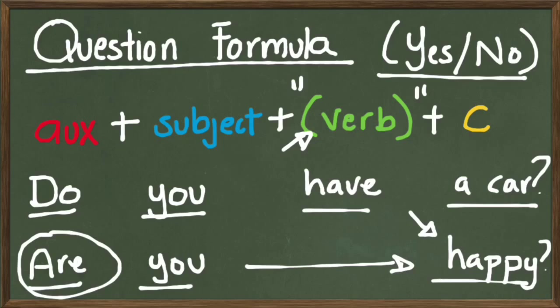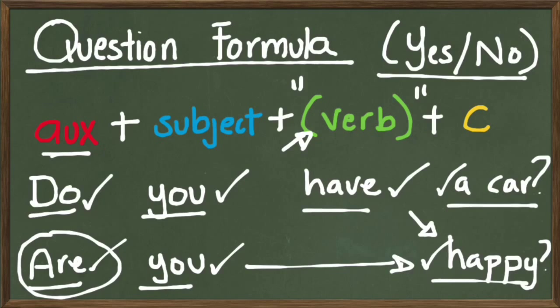But if you notice, the same formula is followed. Are, it is a verb, yes, the verb to be, but it is also an auxiliary. So we have the auxiliary, we have the subject, and then we have our complement. In the other one, we have our auxiliary, we have our subject, we have our verb, this time verb in simple form, and we have our complement.